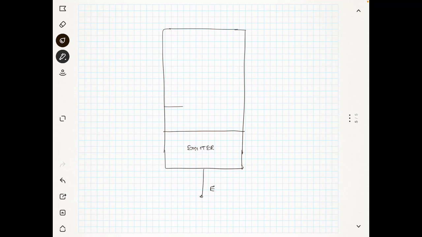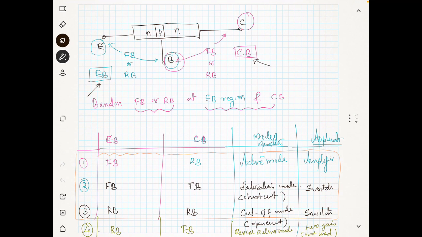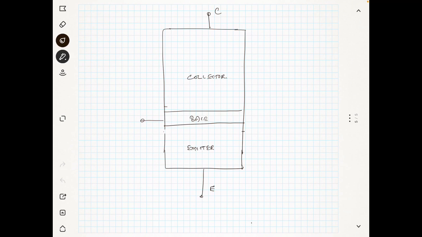Then I have a small region which is very thin basically. I will make it a little bit larger. So this is the emitter, this is the base, and this is the collector. Now we will see the first mode of operation. What will happen if I give this one, the emitter base junction, forward bias? You know what is forward bias?